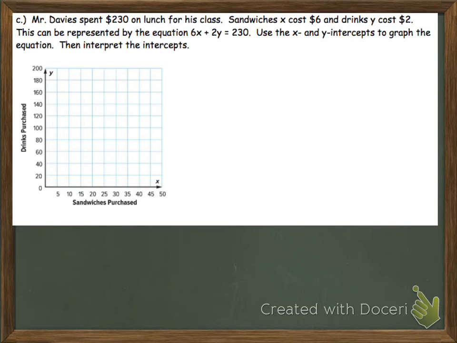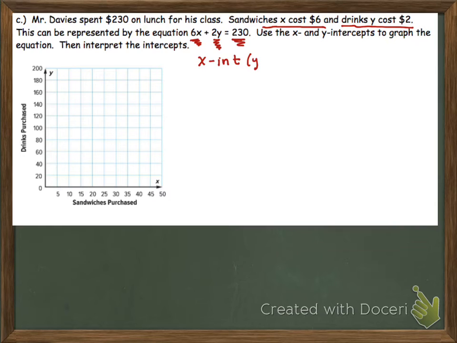So in our next example, Mr. Davies spent $230 on lunch for his class. Sandwiches, x, cost $6 and drinks, y, cost $2. And that can be represented in standard form, again, good for stories, as 6x, which would be $6 for each sandwich, plus 2y, $2 for each drink, equal to that total of $230 that he spent. I'm going to use the intercepts to graph the possibilities there.